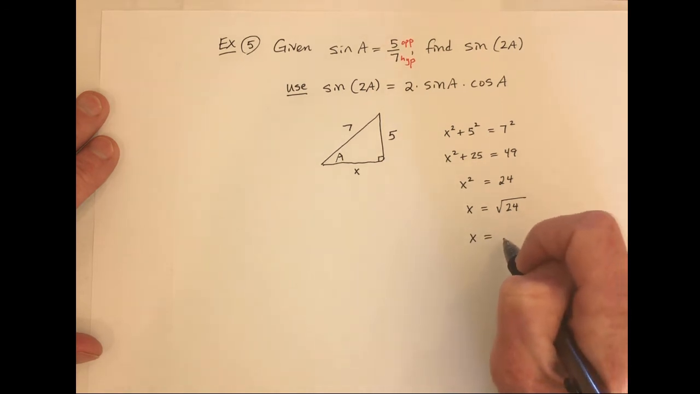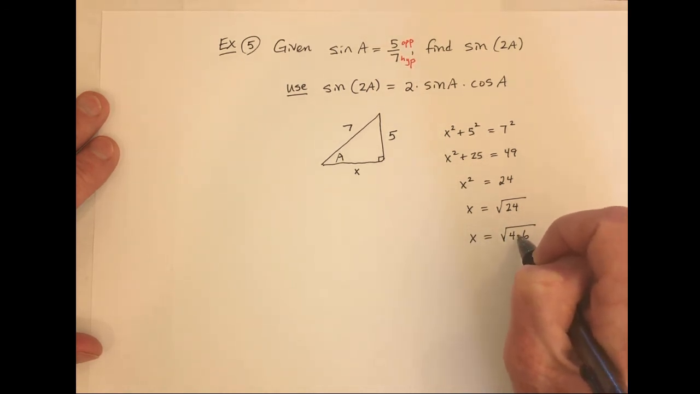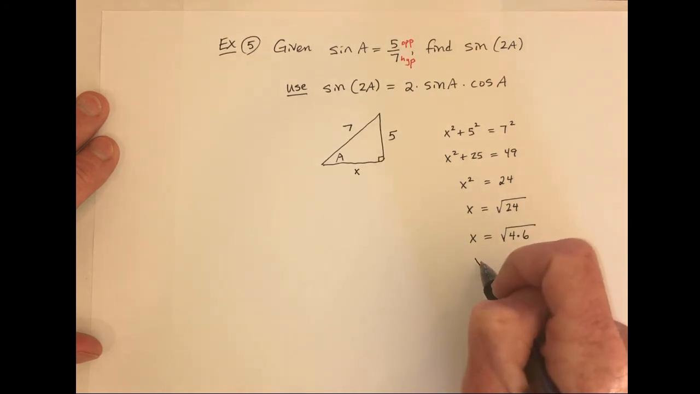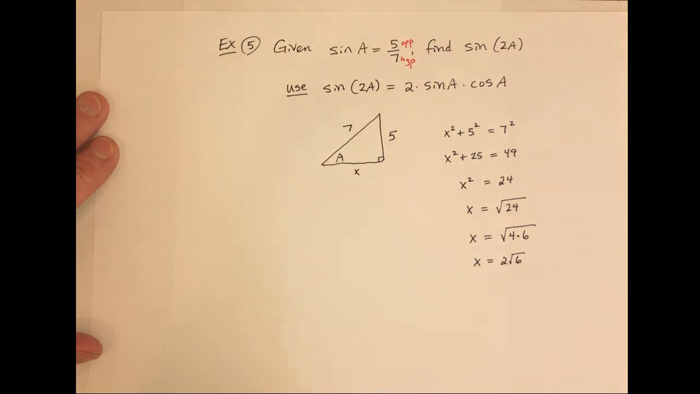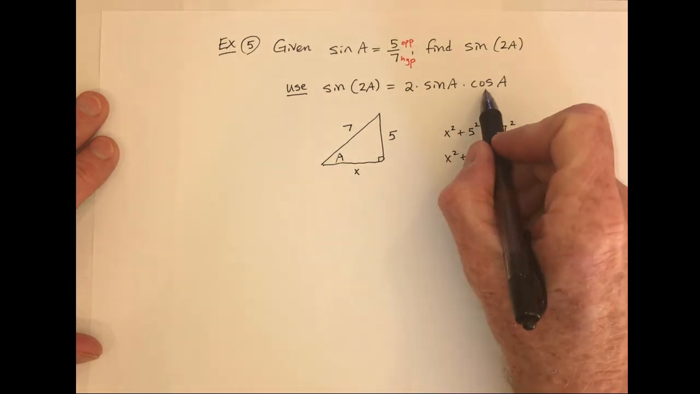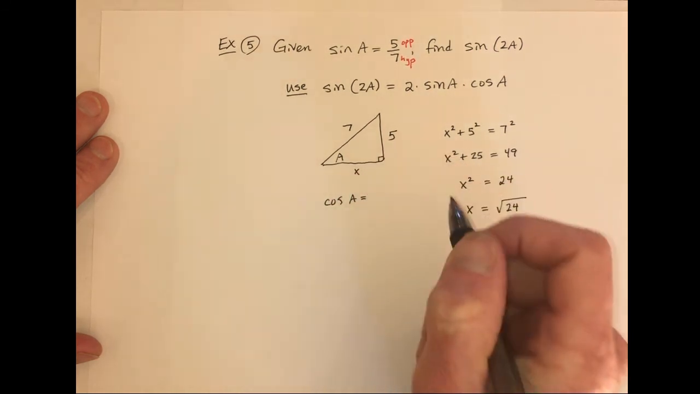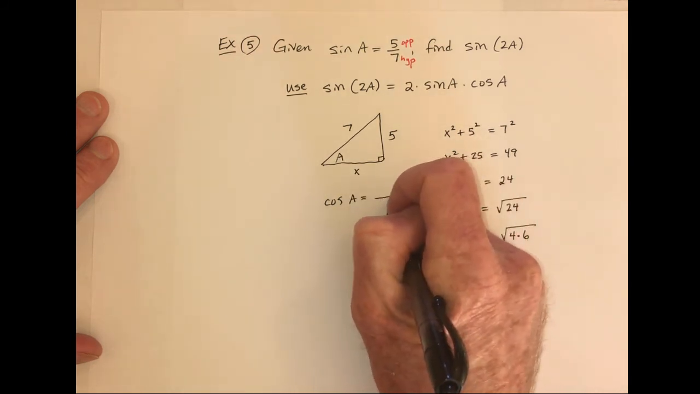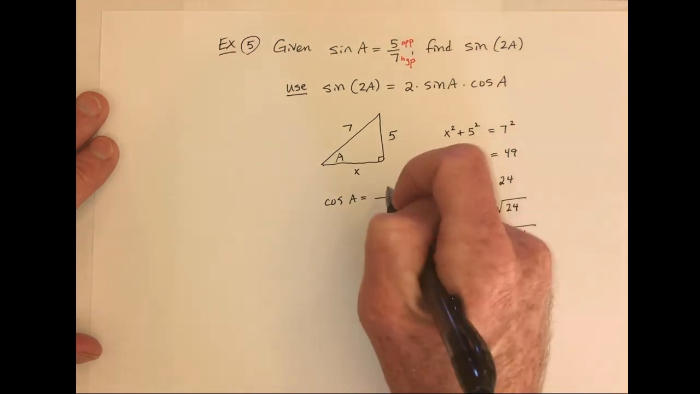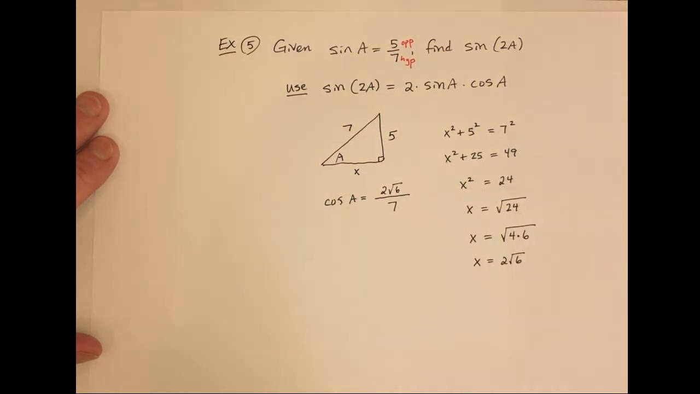But that could be simplified because 24 is 4 times 6, so it could actually be simplified as 2 square root of 6. Now we can see what cosine equals. So cosine of A equals adjacent over hypotenuse. So adjacent was x, so that's 2 square root of 6 over hypotenuse.